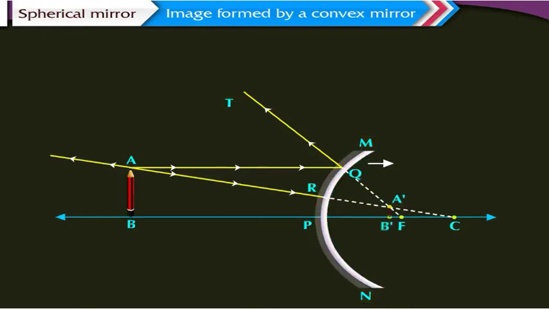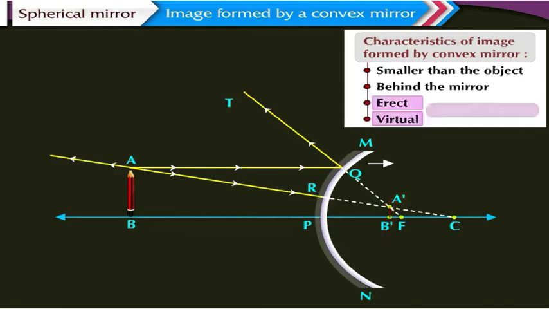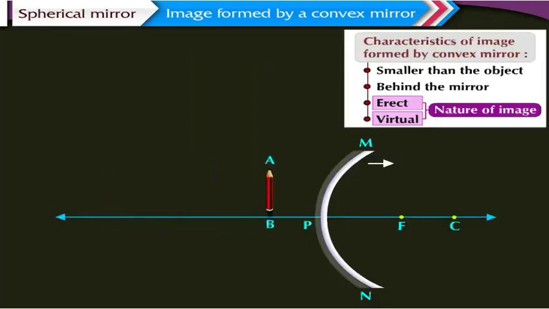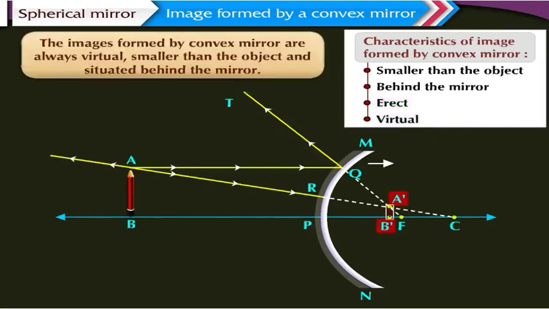It is clear that the image is smaller than the object, behind the mirror, and erect. As the reflected rays do not actually cross one another, the image is a virtual image. The nature of the image formed by a convex mirror does not depend on the distance of the object from the mirror. These images are always virtual, smaller than the object, and situated behind the mirror.